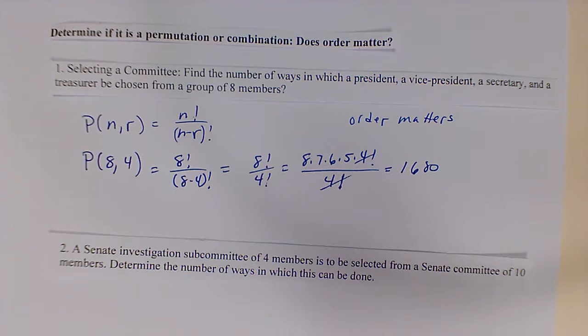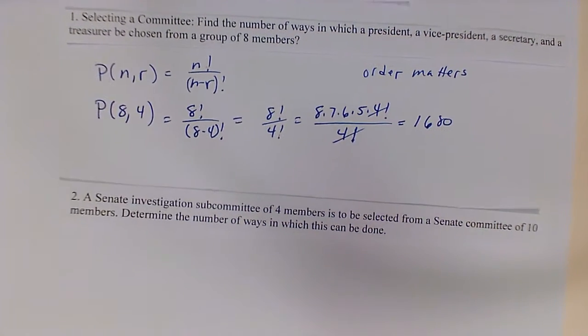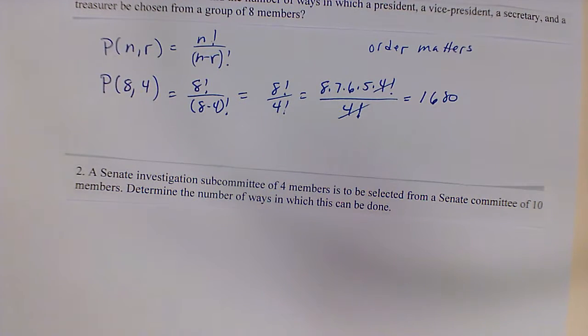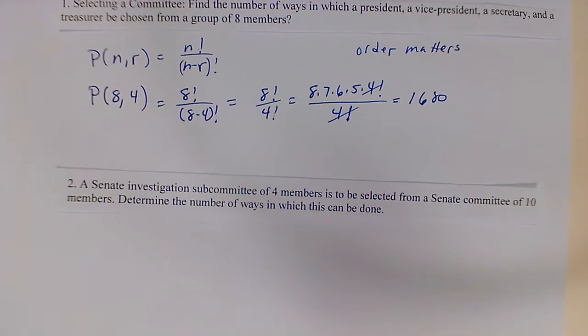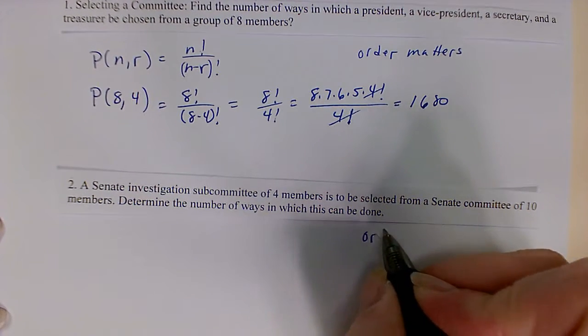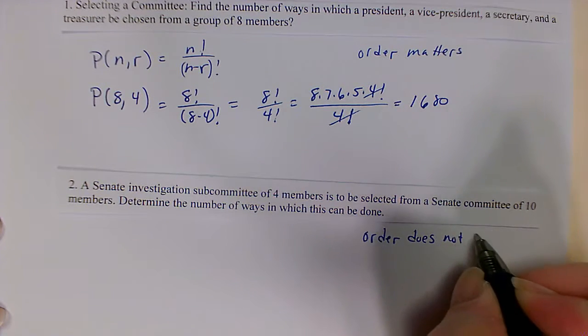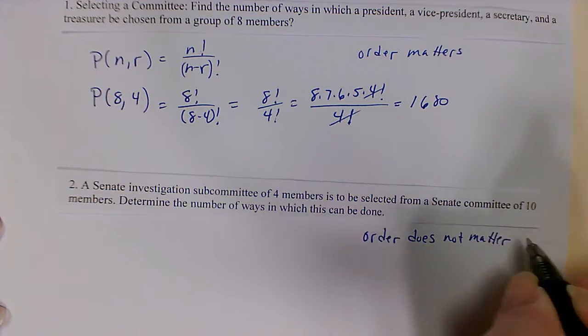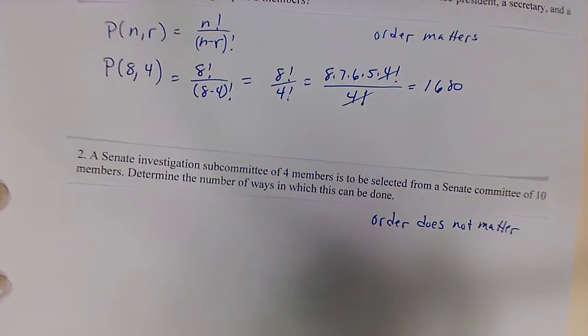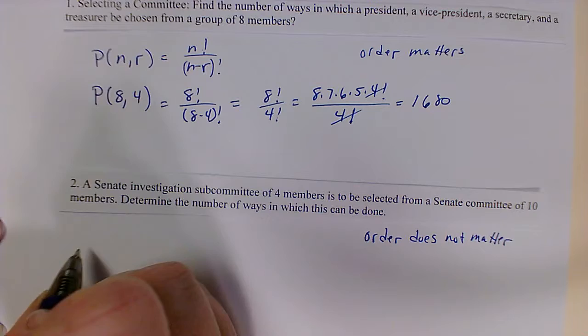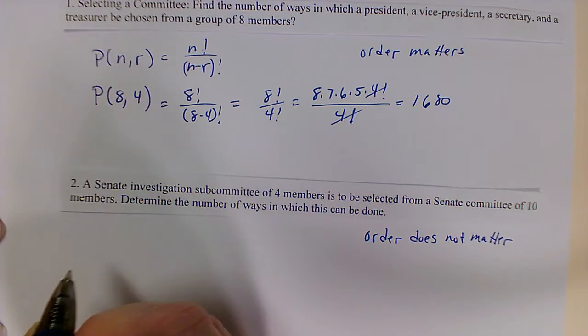The second problem we're looking at, doing the exact same thing here, is a Senate investigation subcommittee of 4 members to be selected from a Senate committee of 10 members. Determine the number of ways in which this can be done. Now, because we're just looking at a subcommittee and they're not specific positions, order does not matter. So if order doesn't matter, then we choose to use our combination.